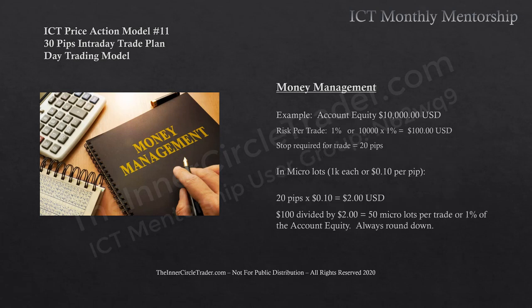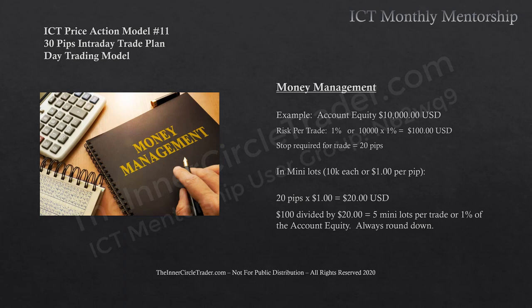In our example, our hypothetical account equity is 10,000 US dollars. Risk per trade 1%, or 10,000 times 1%, or 100 US dollars. Stop required for the trade is 20 pips. In micro lots, or 1K leverage each, which represents 10 cents per pip, 20 pips times 10 cents equates to 2 US dollars. $100 divided by $2 equals 50 micro lots per trade, or 1% of the account equity. We're always rounding down.